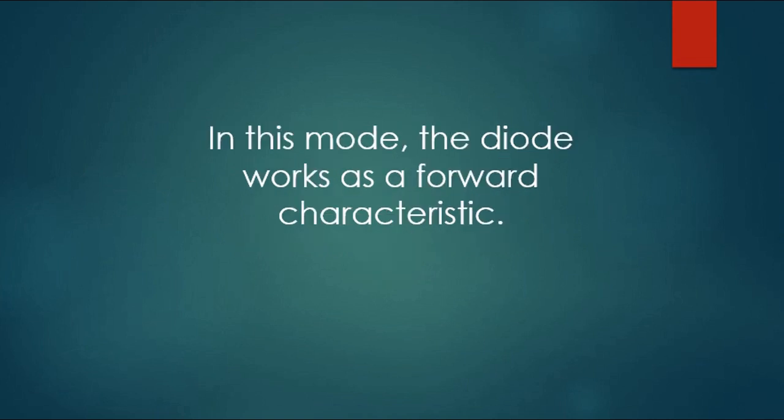In this mode, this diode works with forward characteristics, just as I said, since the voltage of the anode is greater than the voltage of the cathode. So it is working as a forward characteristic, that is forward bias.